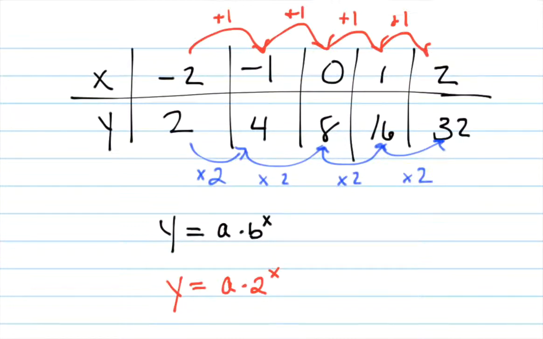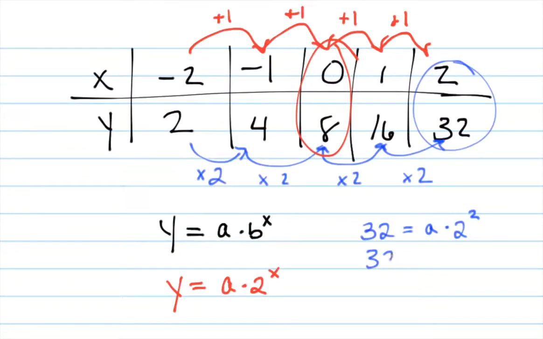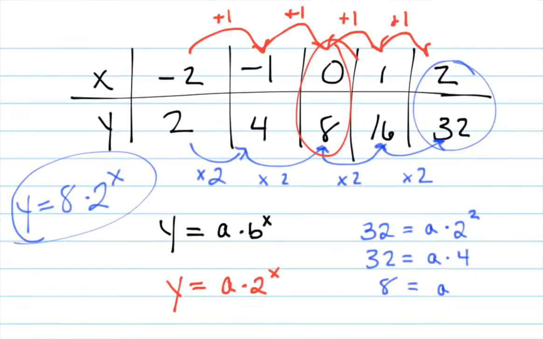Well, the way we find our starting value is we look at where x equals 0, and we get 8. That would be our a. But if you're unsure, you can just take any one point, we'll pick this one here, and plug that into the function. 32 for y, and 2 for x. 2 squared is 4, which means that a must be 8. So that gives us our final exponential function. y equals 8, our starting value, and we multiply by 2 for every x value that we go up. That's all it takes to write an exponential equation.